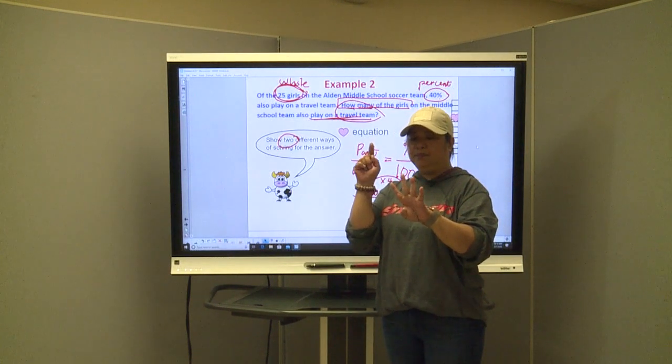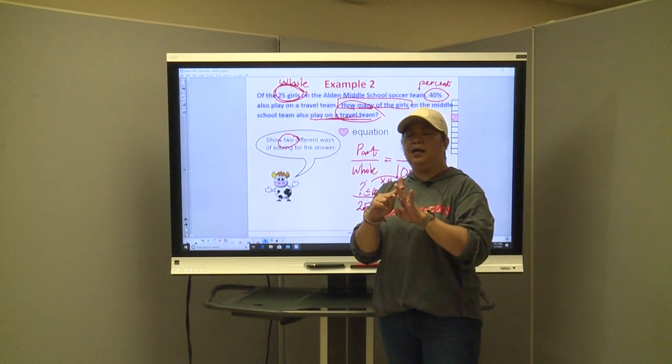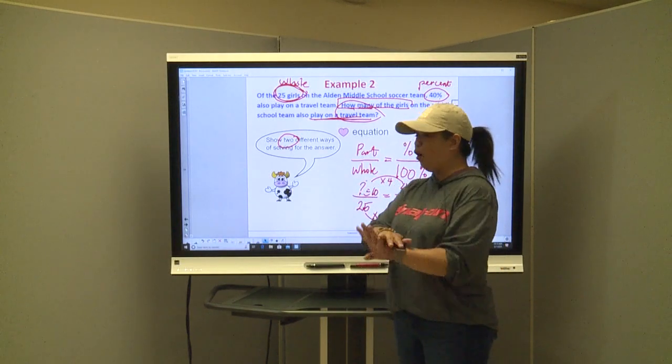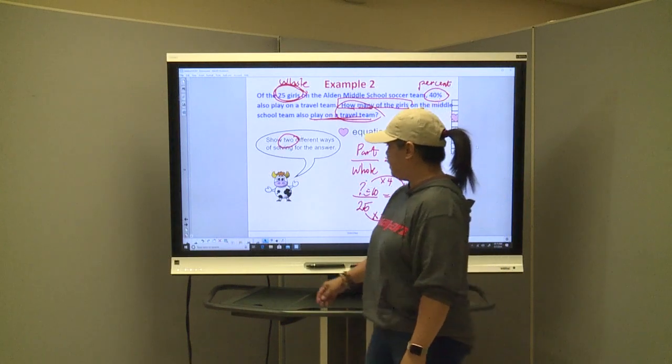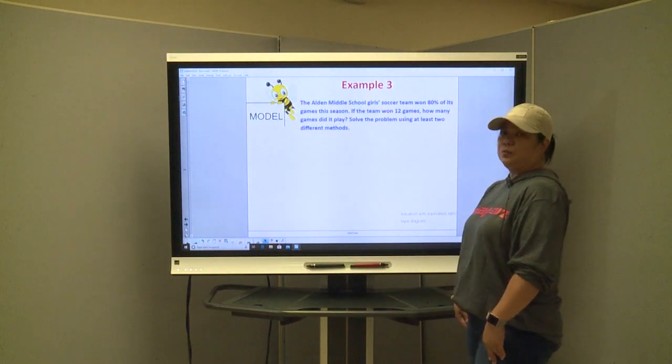Tape diagram, double line diagram. What else did we do? 10 by 10 grid and an equation. So with all those 4 choices, I bet you can solve any percent problem. All right, let's take a look at this one.